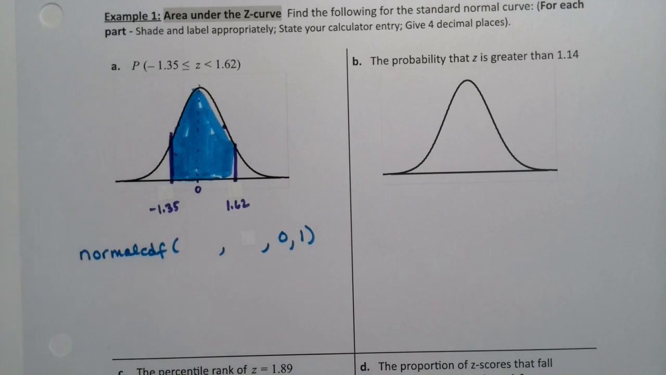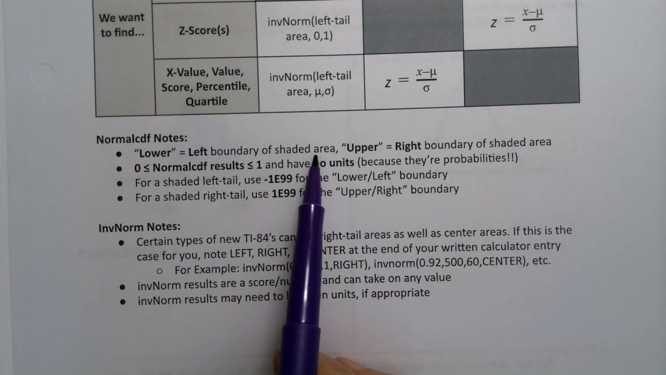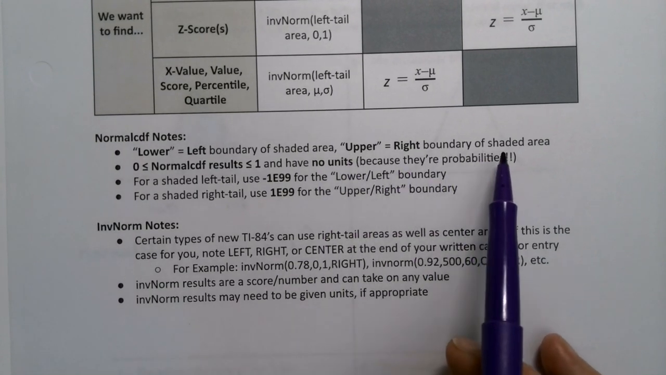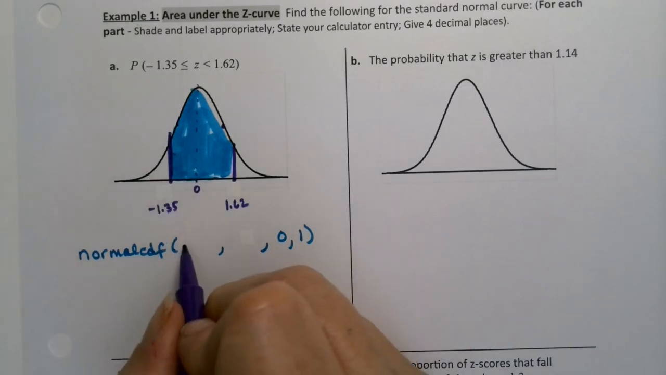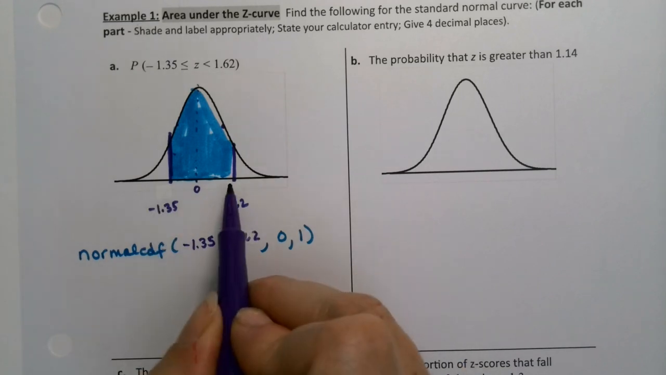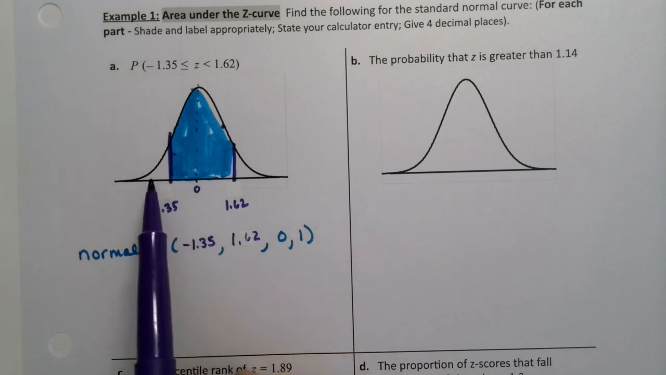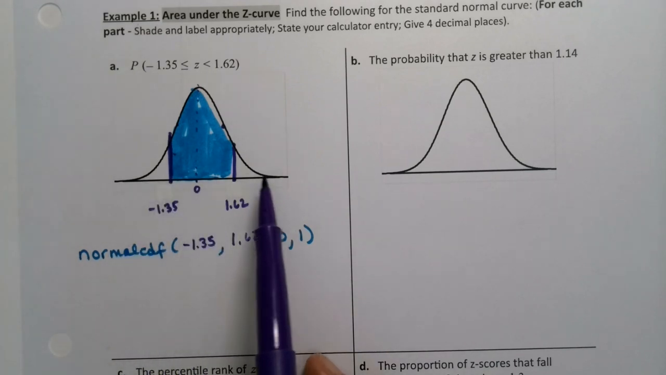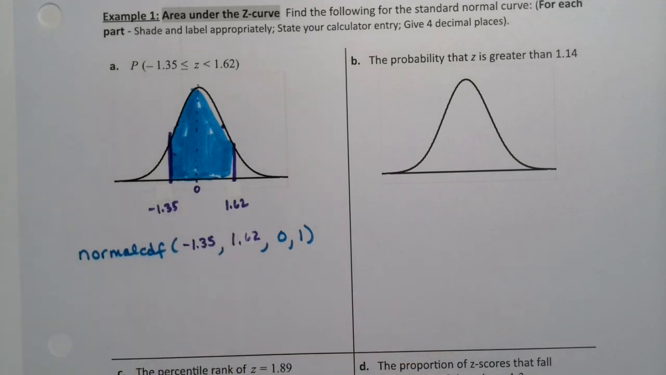Lower and upper, what are they talking about? Well, the lower is the lower end, the left boundary. I actually wrote that right here in the notes. It's the left-hand boundary of your shaded area, and the upper is the right-hand boundary of your shaded area. So if we look at our shaded area, the lower boundary is negative 1.35, and the upper boundary is 1.62. Left and right, lower and upper. Now I know what you're thinking. Why is that lower when it's left? Well, because this is the z-axis. It's like the x-axis. Lower is on the left side, upper is on the right side.